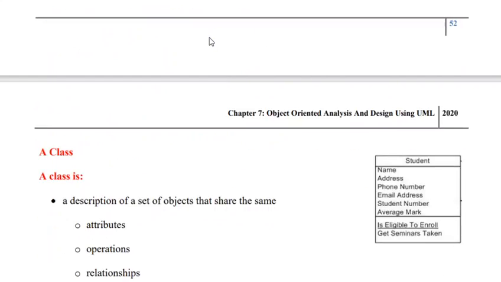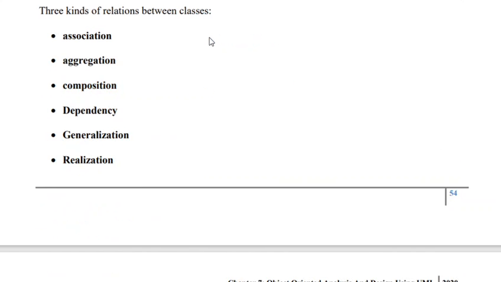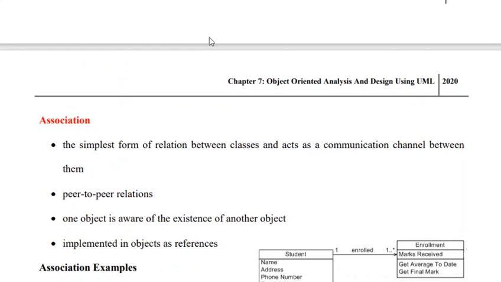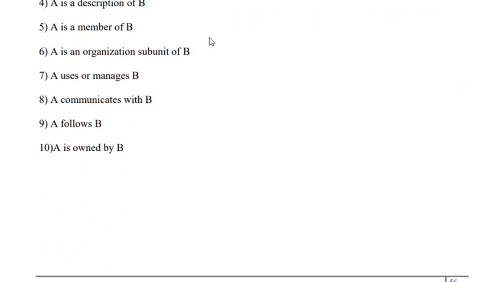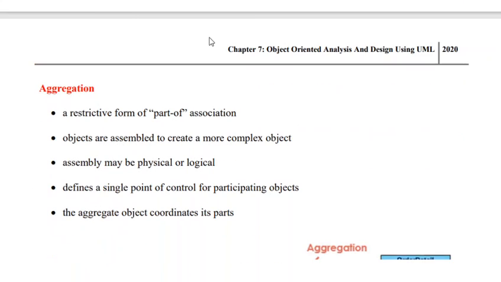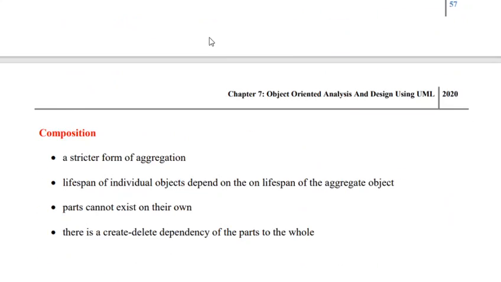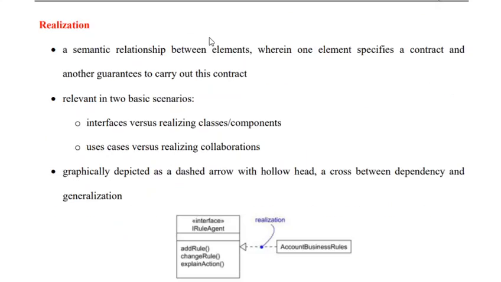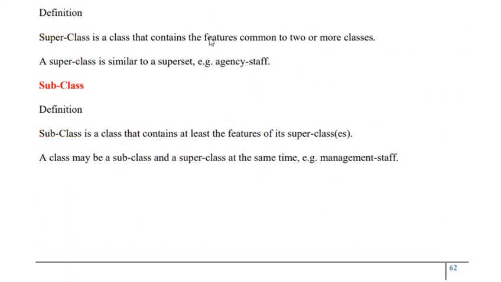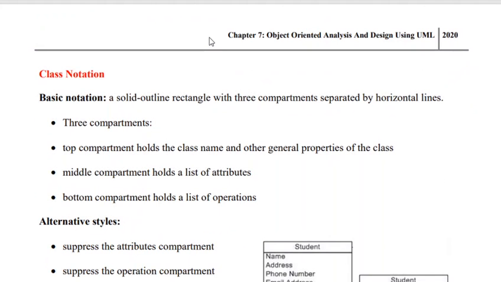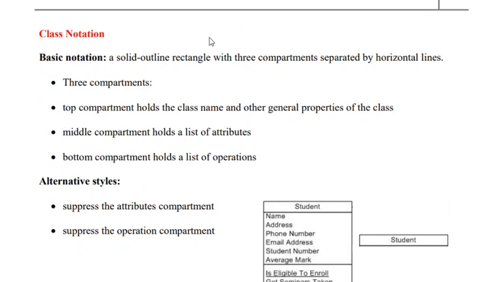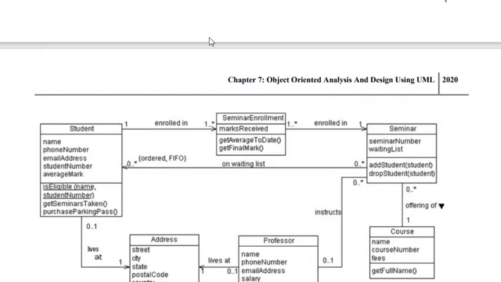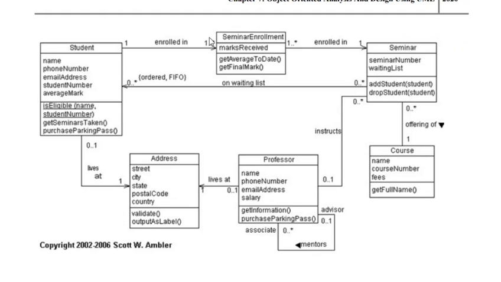So in this class, we have learned about the class diagram. We have learned about what a class is. We have learned about the various types of relationship that may exist between classes, right? We have learned about different ways in which association can be expressed. We have learned about aggregation. We have learned about composition. We have learned about dependency, generalization, specialization. We have learned about the realization relationship. We have learned about superclass and subclass. We have learned about the class notations, the detailed notation and the suppressed notation, and then we have taken up an example from a web reference in order to understand the building process of a class diagram.